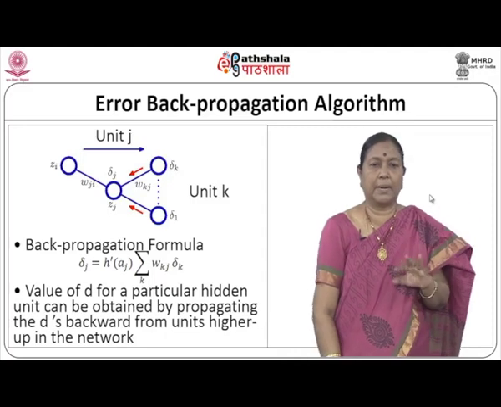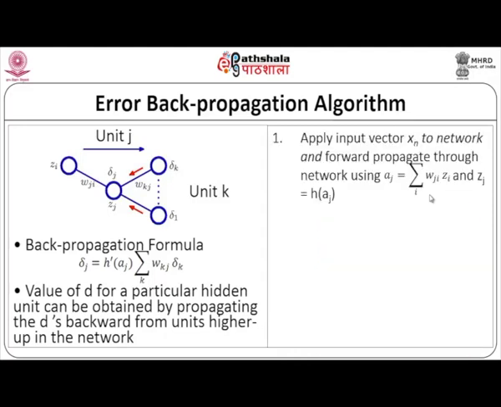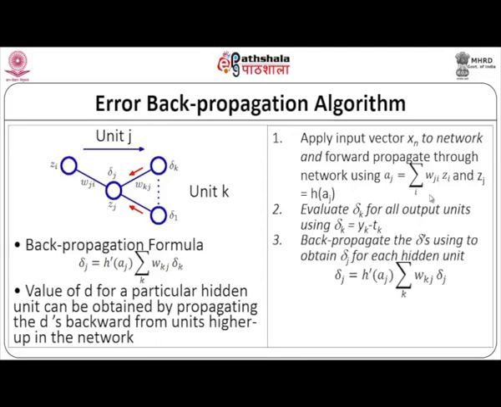So, you apply the input vector xn to the network and forward propagate through the network using the normal activation function, and then evaluate the delta k for all output units, where the output value is Yk and your expected value is Tk. Then you back propagate these to obtain delta j for each hidden unit, using h dash of aj, and use the derivative of the error with respect to the weight, which equals delta j zj, to evaluate the required derivative.